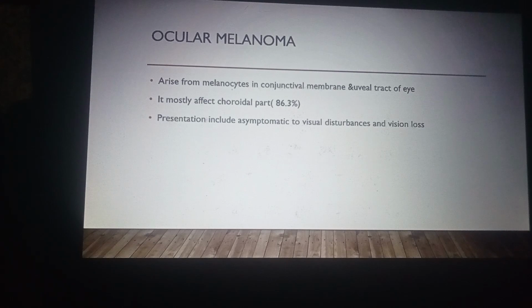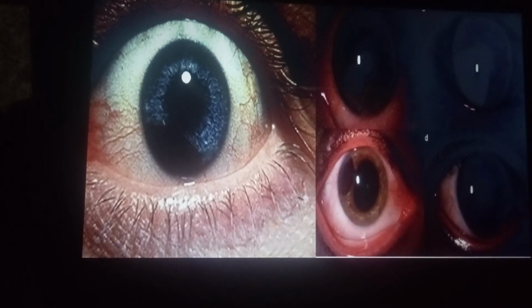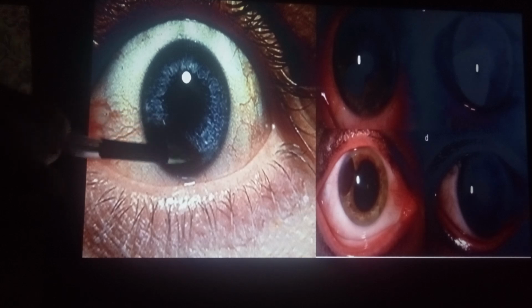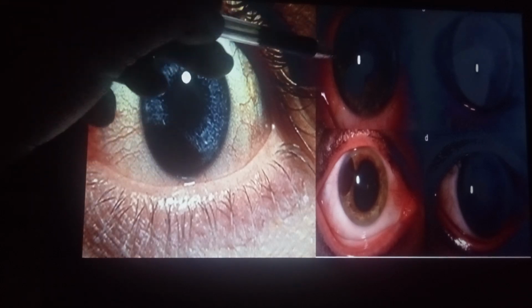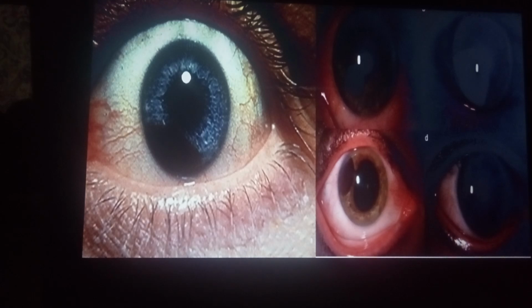Ocular melanoma. Ocular melanoma arises from melanocytes in the conjunctival membrane and uveal tract of the eye. It mostly affects the choroidal part. Around 83% of cases are seen in the choroidal part. Presentation ranges from asymptomatic to visual disturbance and visual loss. So this is a picture of ocular melanoma. You can see the involvement of the choroidal part of the eye. It may ultimately lead to blindness.